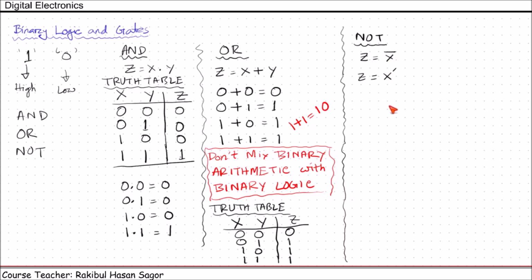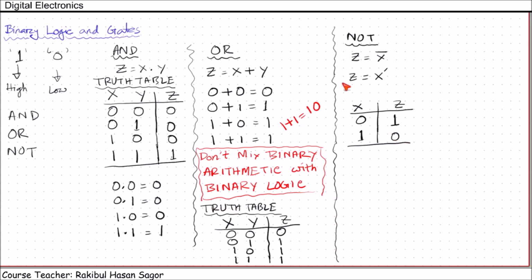If we draw the truth table, the truth table will look like this. We have x input and z output. If x equal to 0, the output will be 1. If x equal to 1, the output will be 0. So this is the truth table for NOT operation. Now let us see the operation of gates, different gates.